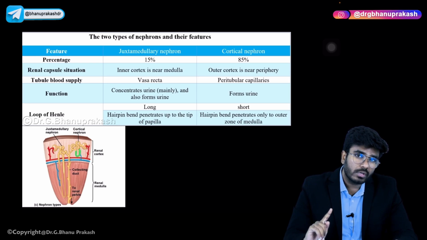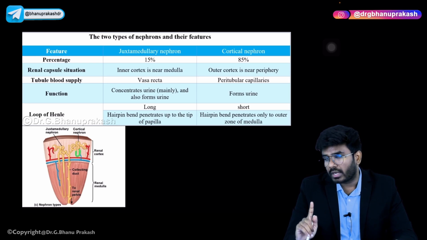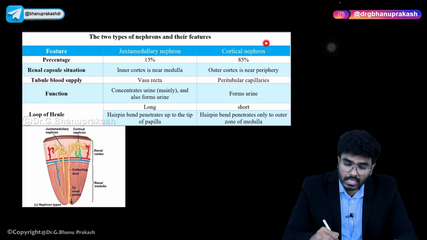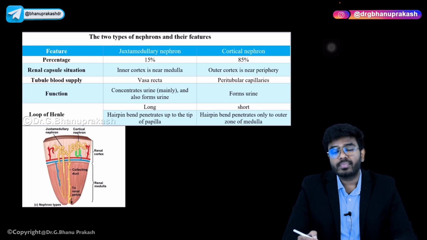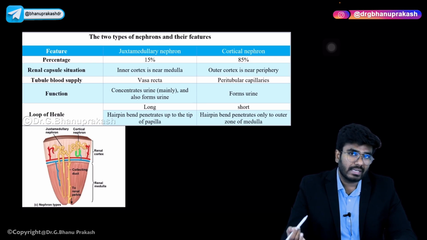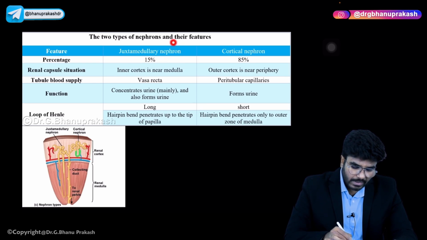What are they? Cortical nephrons, juxtamedullary nephrons. Which are more in number? Cortical nephrons are more in number. They account for almost 80% of the nephrons. If you look here, cortical nephrons are more in number. How many? 80 to 85% of the nephrons are cortical nephrons, and 15 to 20% are juxtamedullary nephrons.